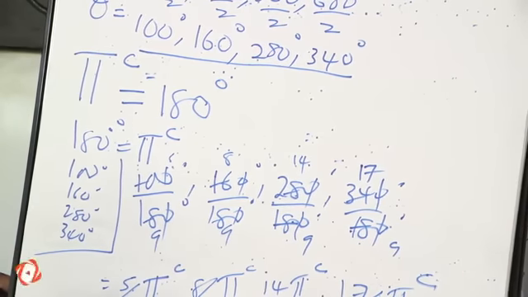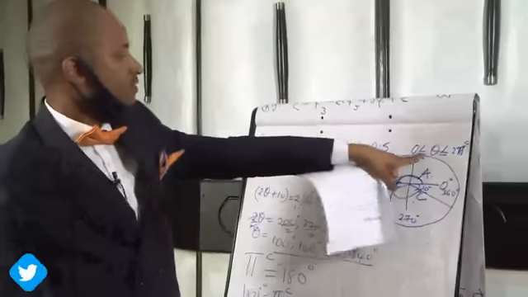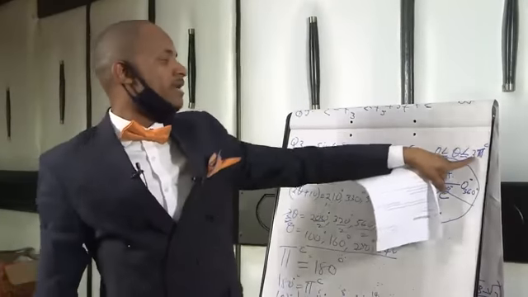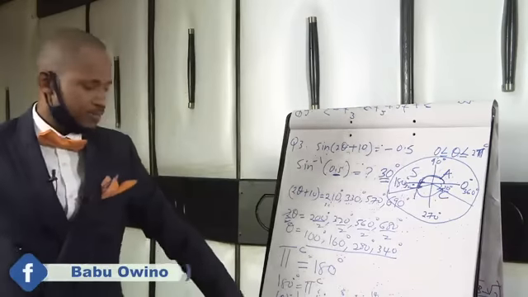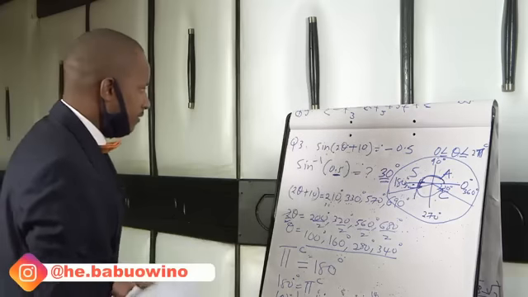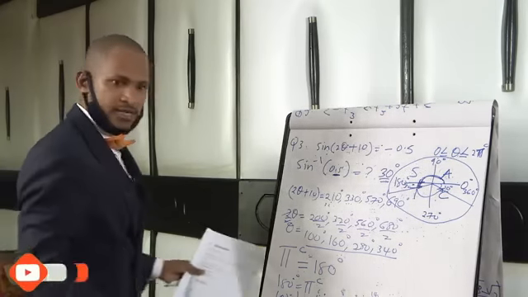So this is our final answer, which is in the range of theta being greater than 0, but being less than 2 pi radians. So you leave your answer in pi radians. So we can proceed to the next question.